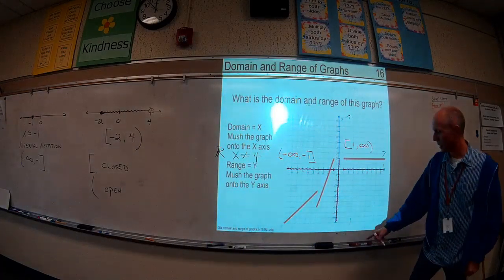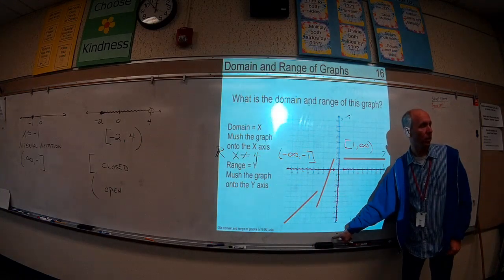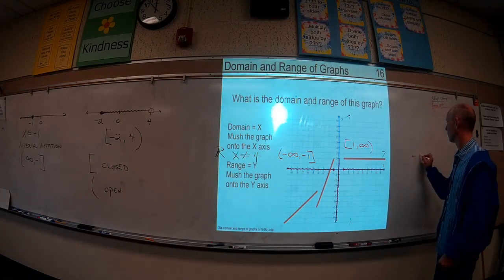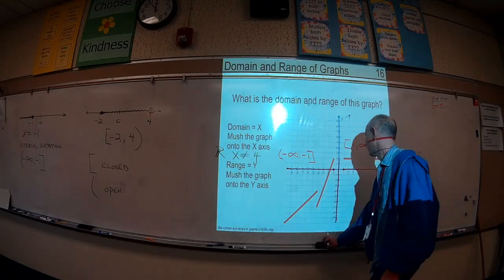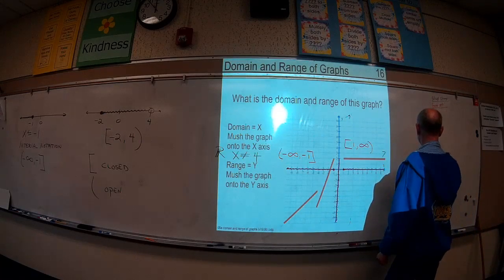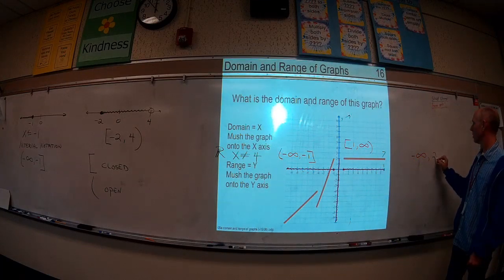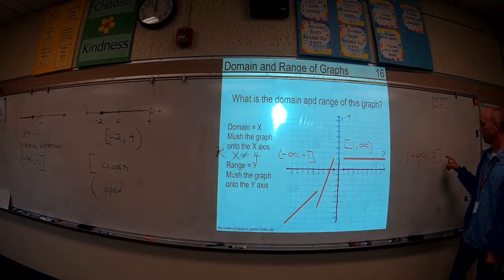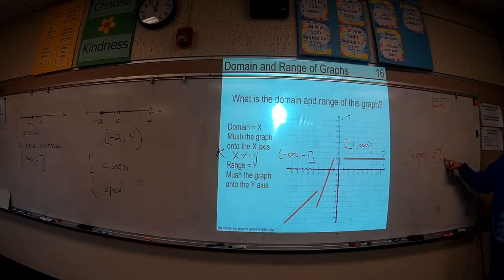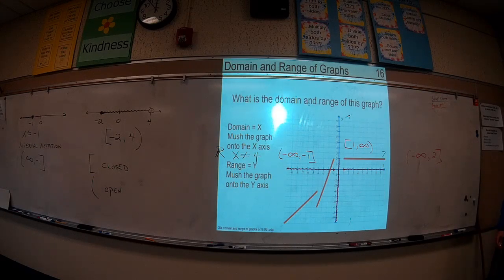So now let's read this. Is negative infinity covered? Yes. And where does it go to? 2. But it touches 2. So 2.1? It doesn't go to 2.1. Oh, you mean how much comes out?